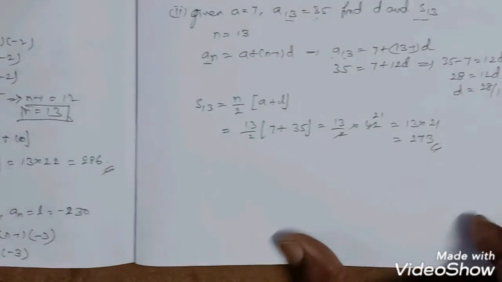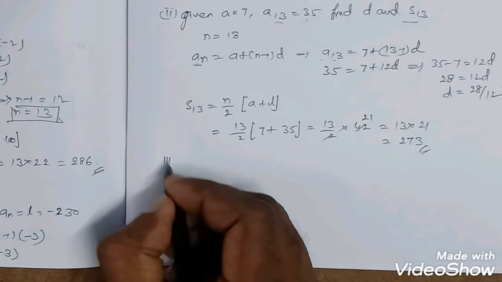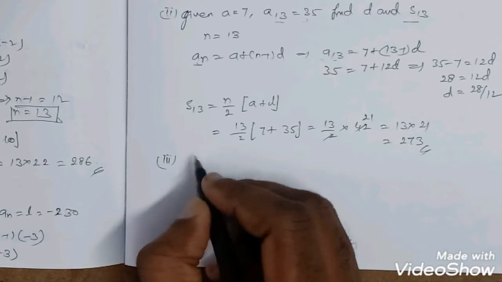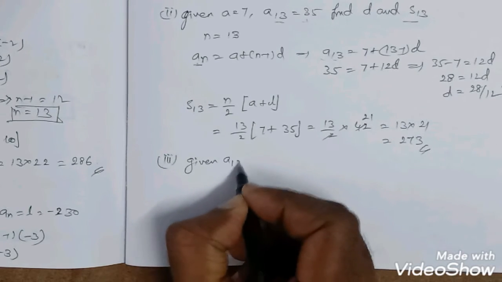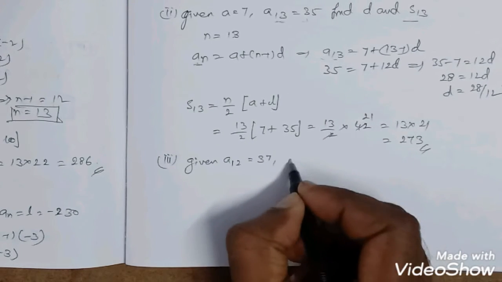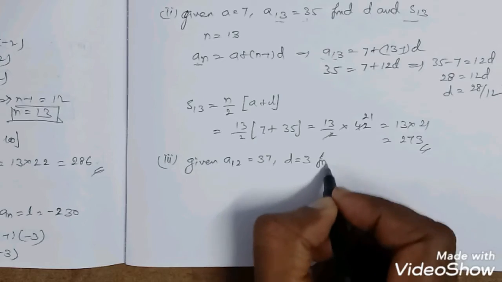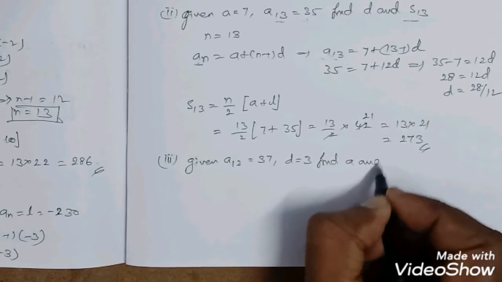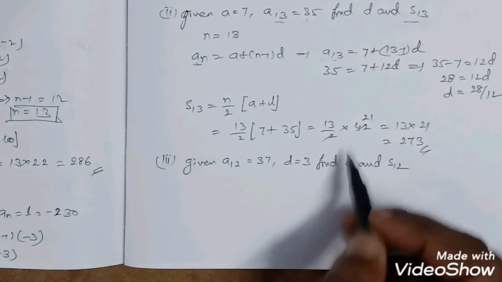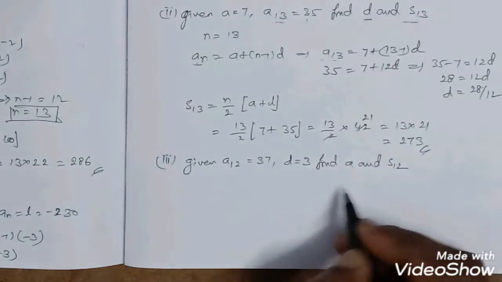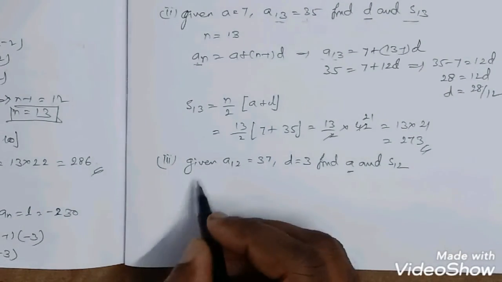Now coming to the third question. What is the third one? Given that a12 is equal to 37 and d is equal to 3, you have to find a and S12. This is the same as your previous one, the only difference is that there you had to find d, and here you have to find the value of a, right?